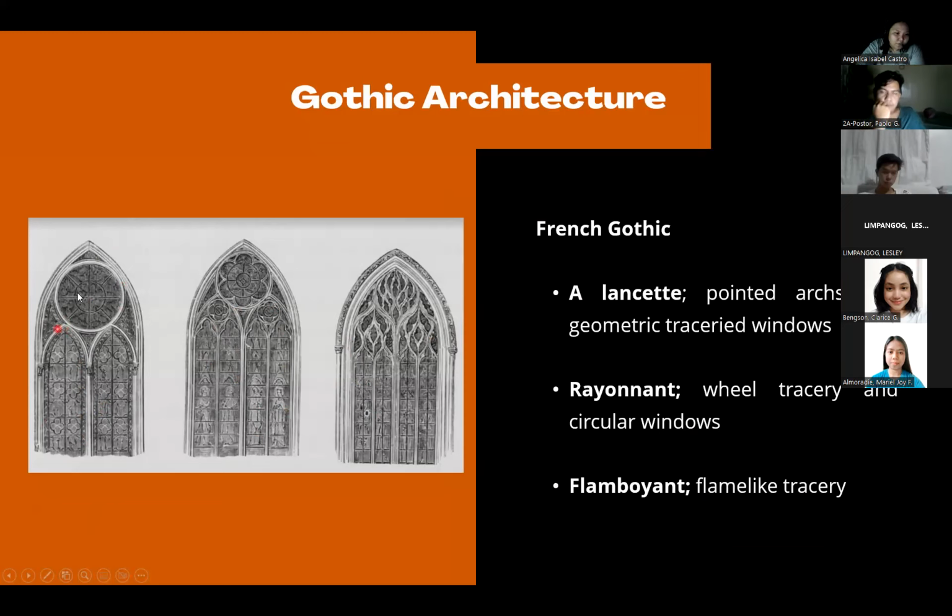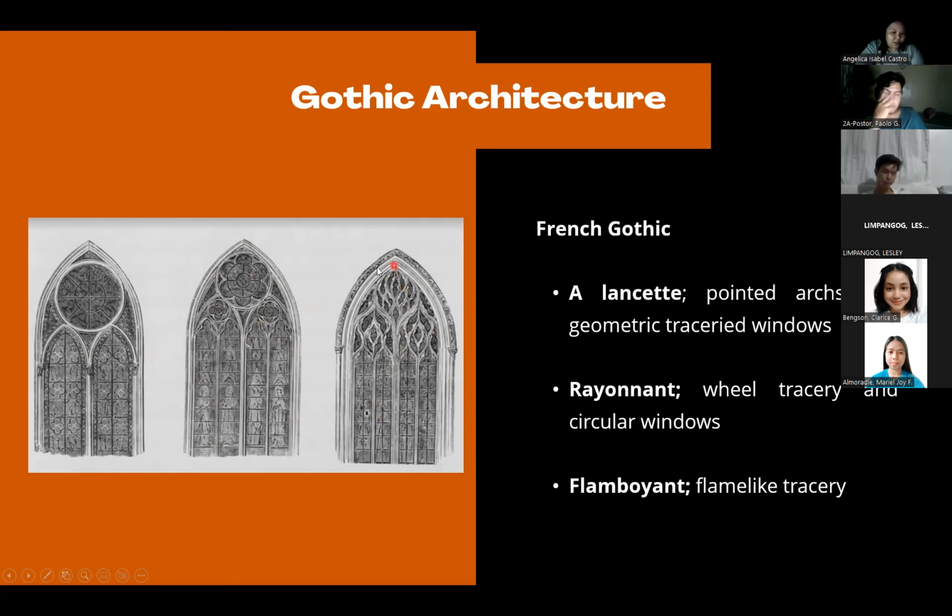This one, you have your pointed arc with a circular window here. Meron kang geometric traceries here. Your rayonnant is a little bit more intricate than that. So you have your wheel tracery and your circular windows. Now, your flamboyant style, you now have your flame-like tracery. Very easy to spot the differences actually.